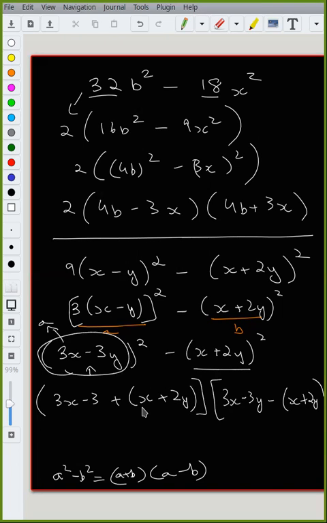So what is 3x plus x? 4x. This is y minus 3y plus 2y minus y. And here we'll get 3x minus x, which is 2x. And minus 3y minus or plus 2y will give you minus 2y. So minus 3y minus 2y will be minus 5y, right? That's the answer.